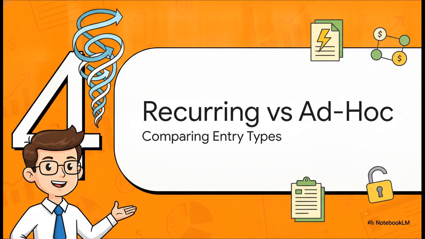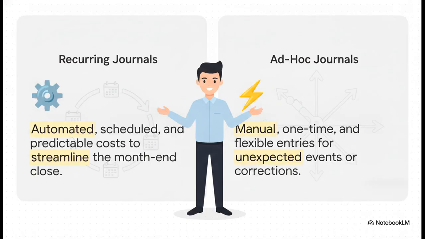Which brings us to Section 4, recurring versus ad hoc entries. All right, let's put them head to head. Here is your executive summary. On one side, we have recurring journals. They are automated, they are scheduled, and they handle predictable costs. Their entire reason for existing is to streamline the month-end close so you aren't stuck manually calculating standard depreciation every 30 days. But on the other side, we have ad hoc journals.